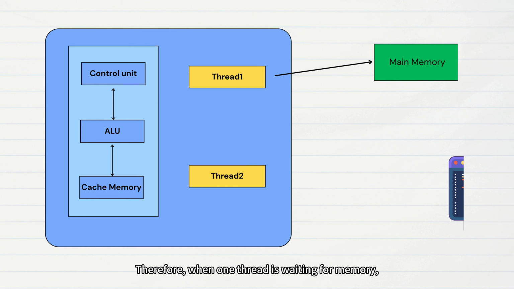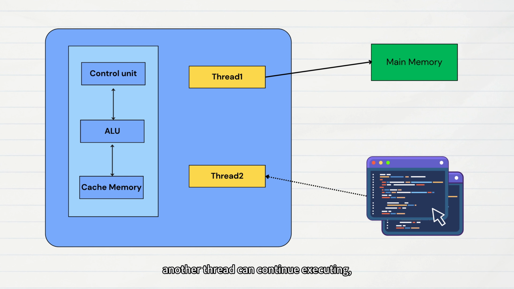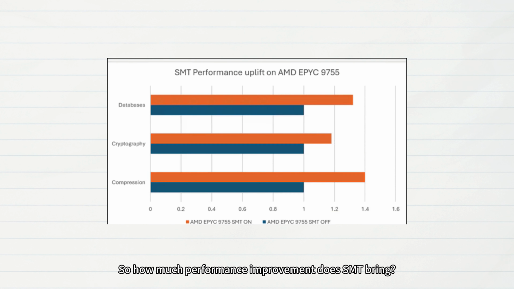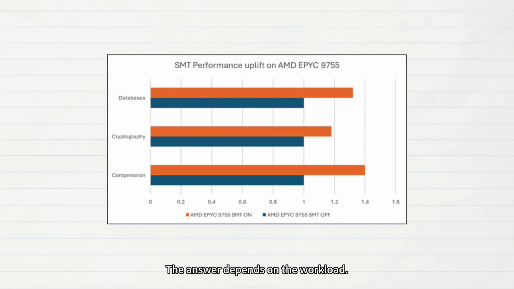Therefore, when one thread is waiting for memory, another thread can continue executing using idle resources. This improves utilization. But it does not magically create new computing power. So, 8 cores, 16 threads is usually faster than 8 cores, 8 threads, but it is obviously slower than a true 16-core processor. So how much performance improvement does SMT bring? The answer depends on the workload.